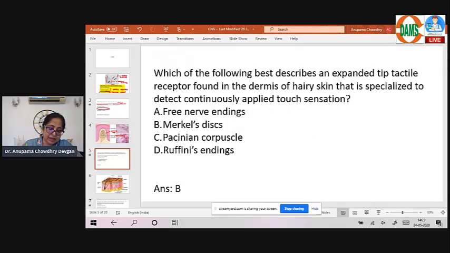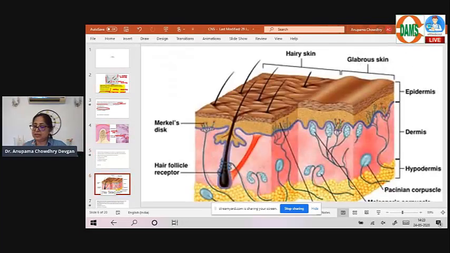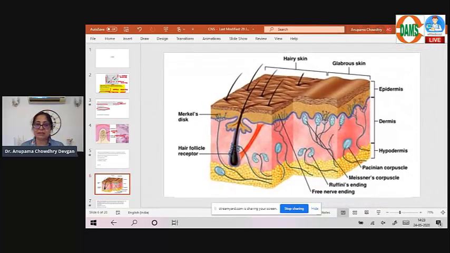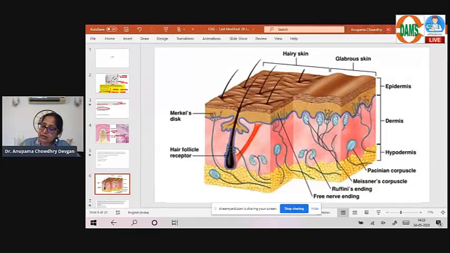Next, let me give you a schematic diagram of which receptors are present in hairy skin and glabrous skin. If you look at this, this is the glabrous skin here and the hairy skin. You've got Meissner's corpuscle specially present in the glabrous skin, right? You have Merkel's discs in hairy as well as glabrous skin. This is also a Merkel's disc here.